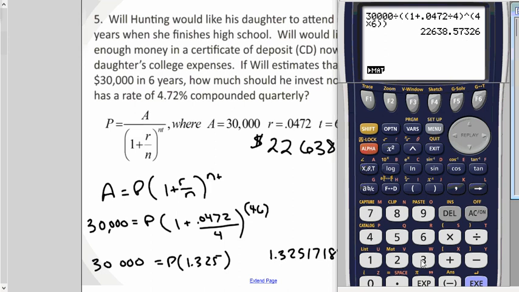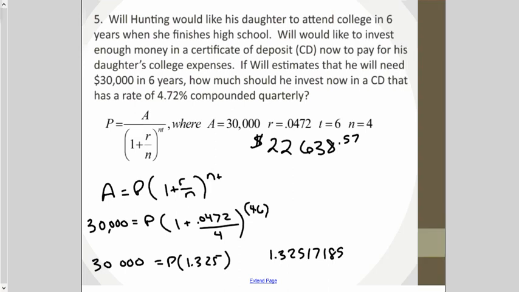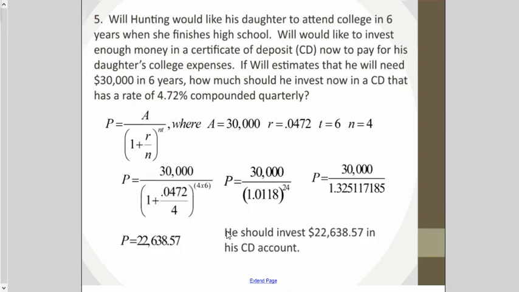Again, you could also use the fraction button here. That'll work and makes it look a little bit nicer too. So there you go. I hope this helps a little bit with compound interest. This is how banks operate. They do work in compound interest.